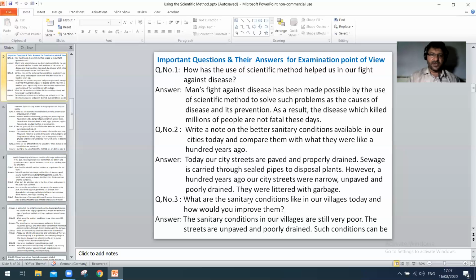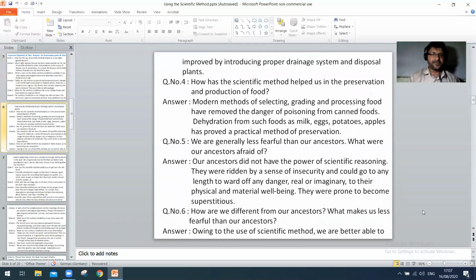Question number three. What are the sanitary conditions like in our villages today and how would you improve them? The sanitary conditions in our villages are still very poor. The streets are unpaved and poorly drained. Such conditions can be improved by introducing proper drainage system and disposal plants.